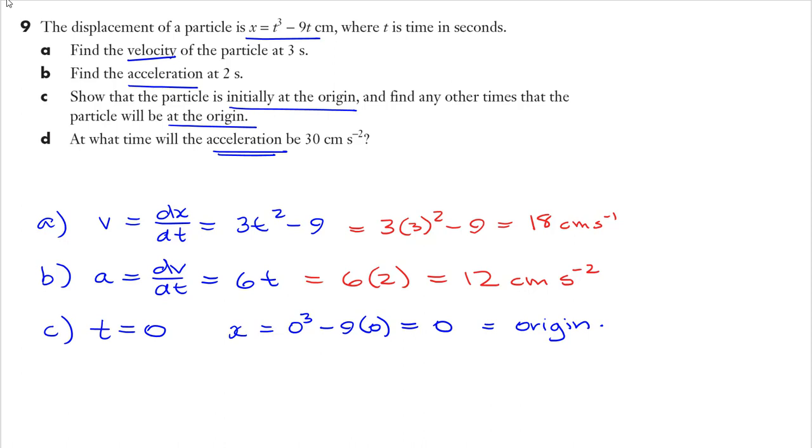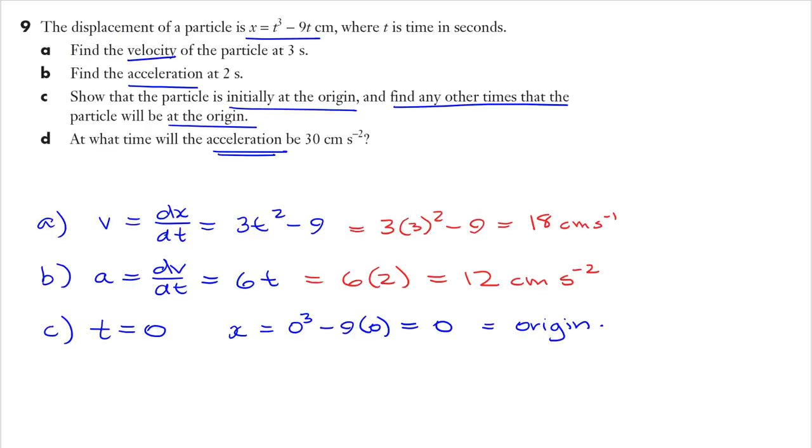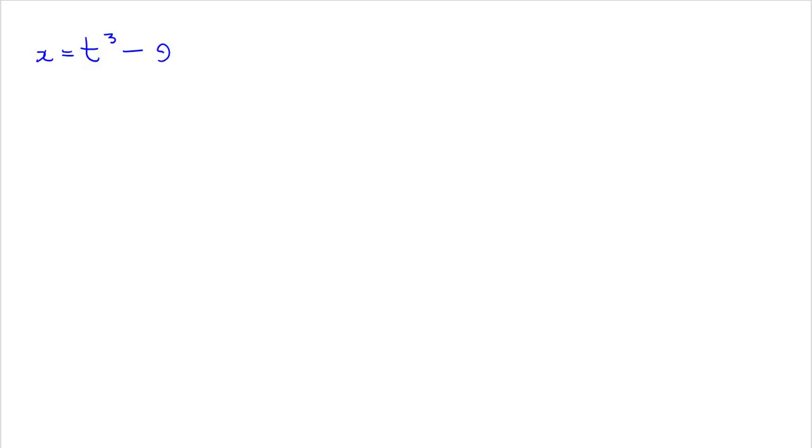But there's a better way to do this, and it would coincide with finding any other times that the particle is at the origin. I'm just going to take a new page for this section. So rewrite the equation x equals t cubed minus 9t. Now we should look to find any time where this is equal to 0, just like we would for a quadratic equation. Always see if you can factorize it. It could make life so much easier for you.